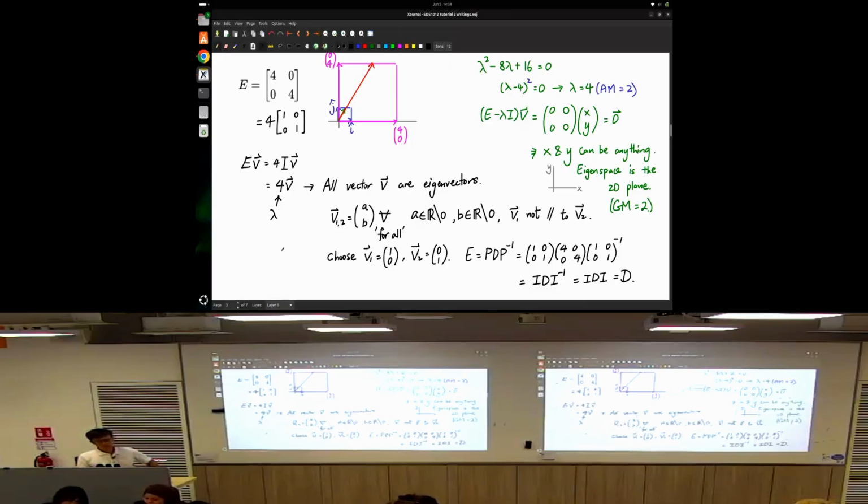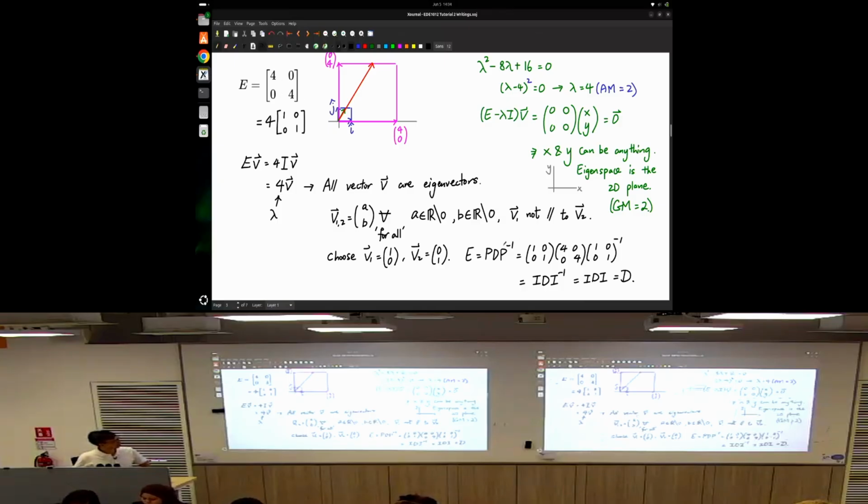Okay? So what I'm trying to say here is that if you have a pure scaling matrix, then you can basically choose any convenient eigenvector. The most convenient one will be the unit vectors i and j, or i, j, k if you have a 3 by 3 matrix.